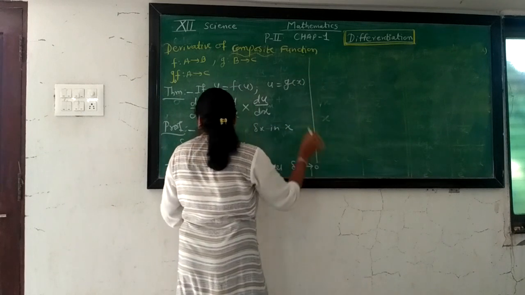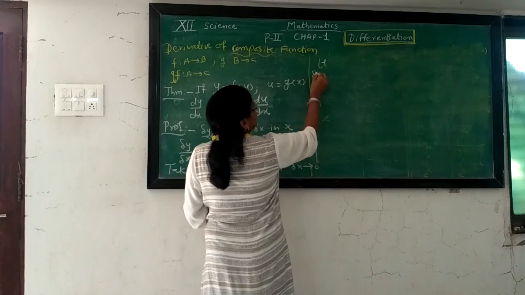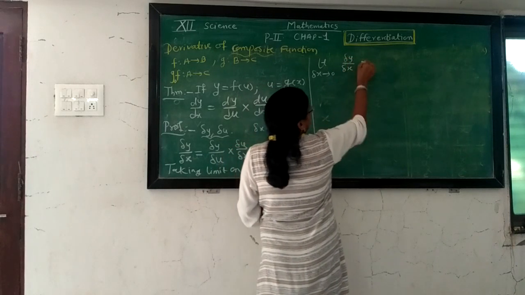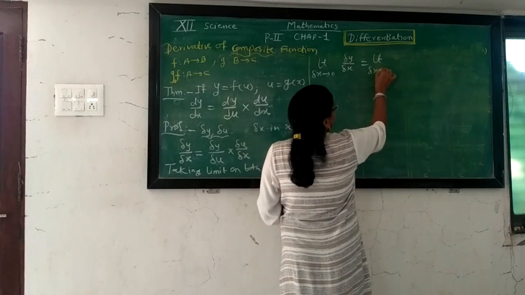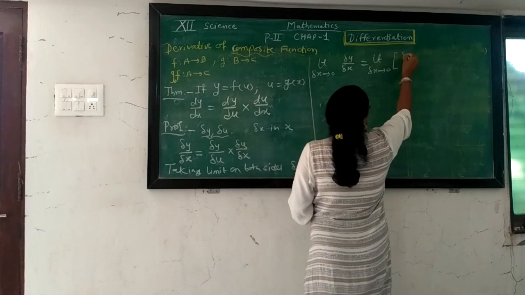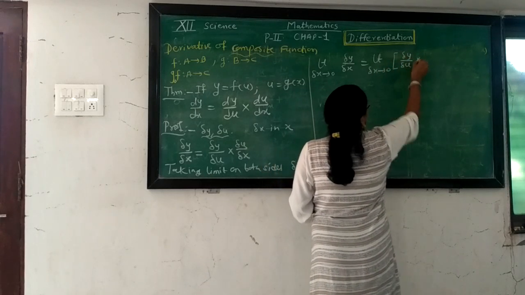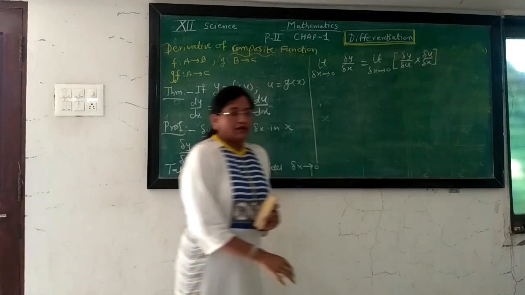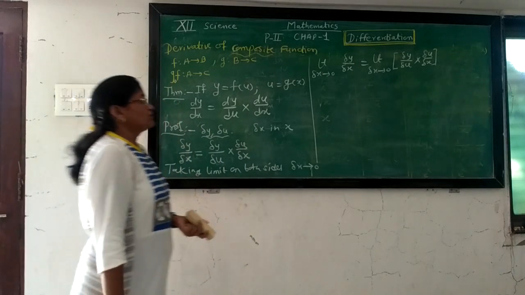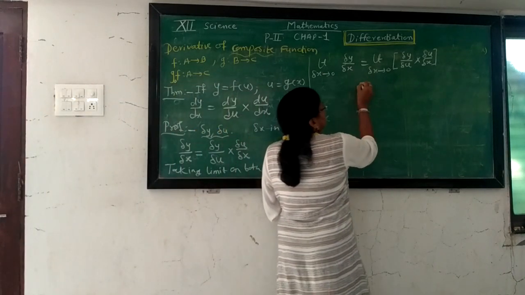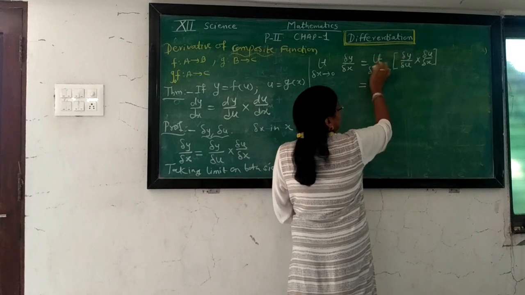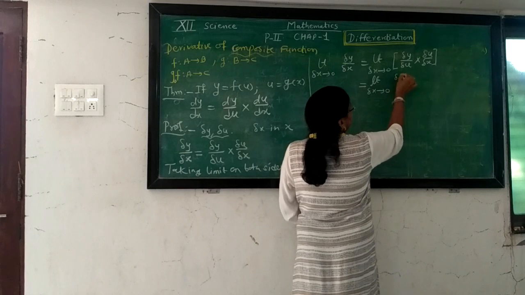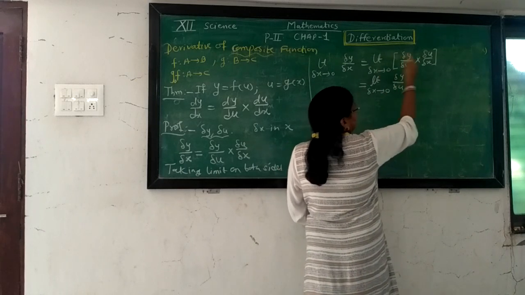So for the left side we take the limit as delta x tends to 0 of delta y by delta x, which is equal to the limit as delta x tends to 0 of delta y by delta u multiplying delta u by delta x. For the right side we can use the rule for the limit of a product of two functions. The limit of a product of two functions is defined as the product of their limits.